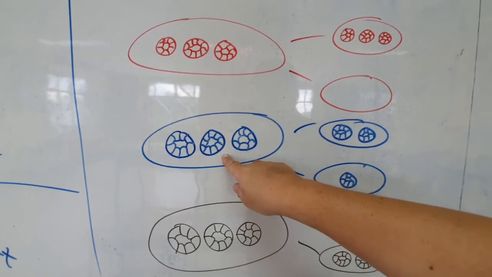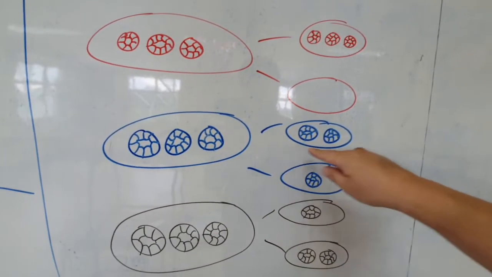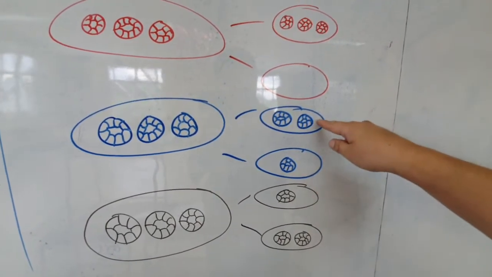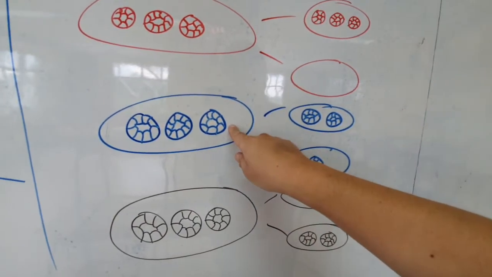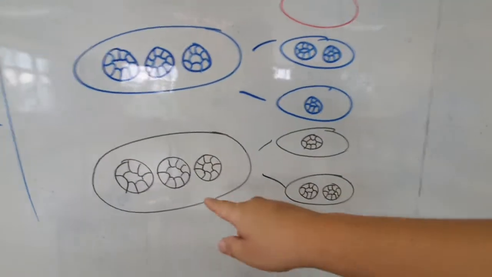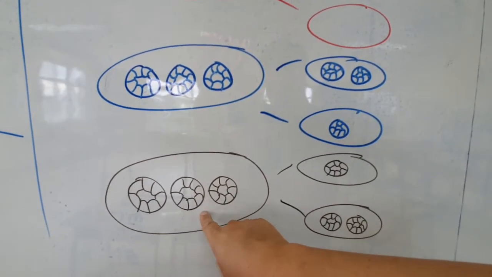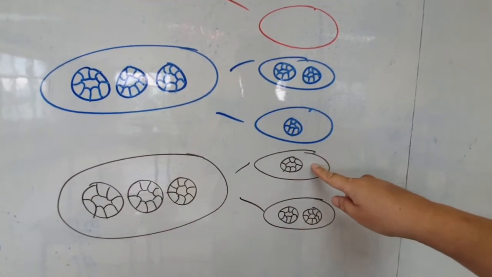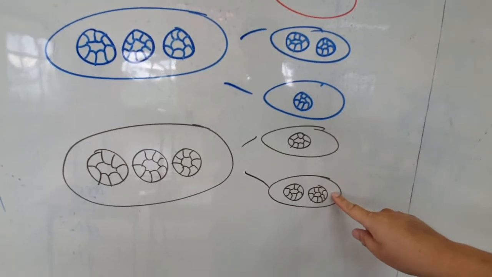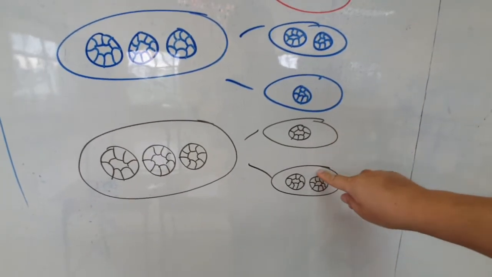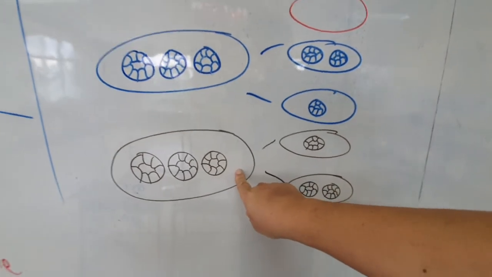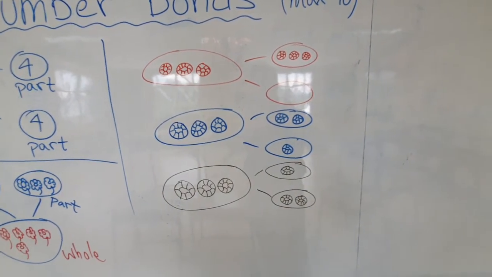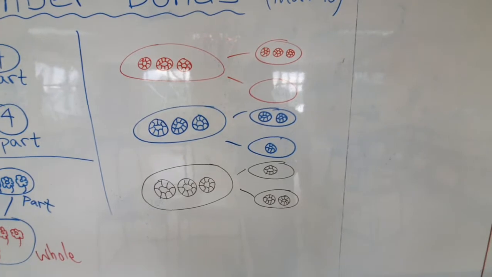Number 3, the whole is 3, total is 3, and then part number 1 is 2 footballs, and then part number 2 is 1 football, because 2 plus 1 equals 3. And the last one, the whole, the total is the same, 3. Number 3, 3 footballs. But part number 1 is 1 football, part number 2 is 2 footballs, because 1 plus 2 equals 3. So you see, all of these 3 different ways of writing the parts are correct.